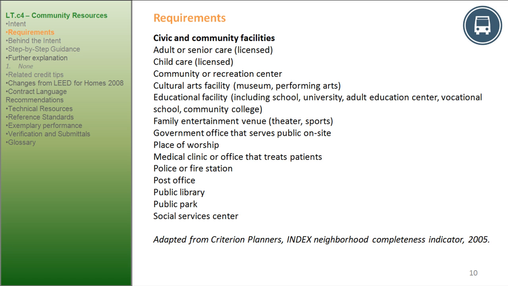Government office that serves the public on site. Place of worship. Medical clinic or office that treats patients. Police or fire station. Post office. Public library. Public park. And social services center. These are adapted from Criterion Planners' Index Neighborhood Completeness Indicator of 2005.